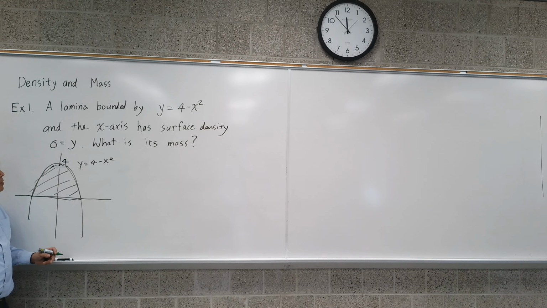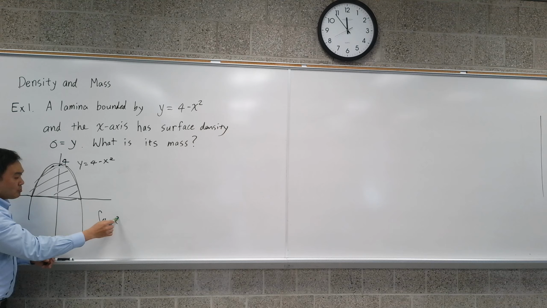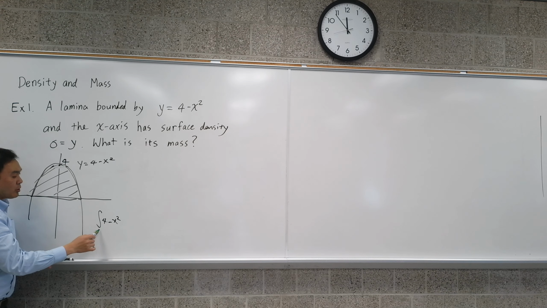And if you wanted to know the total mass of the lamina, how would you find it? Well, if you simply had the constant density, then all you have to do is find the area and multiply that by the density. So for example, if this was not y, it was say 5, then all you have to do is find the area under the graph, and that's even just done by Calc 1 stuff. It's just integrate from -2 to 2 dx. That gives you the area, right?